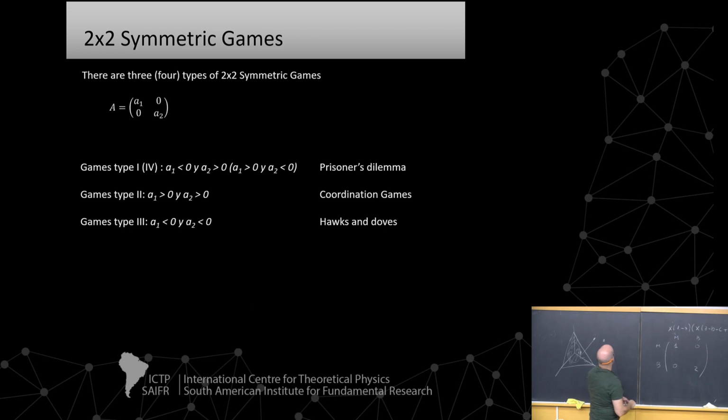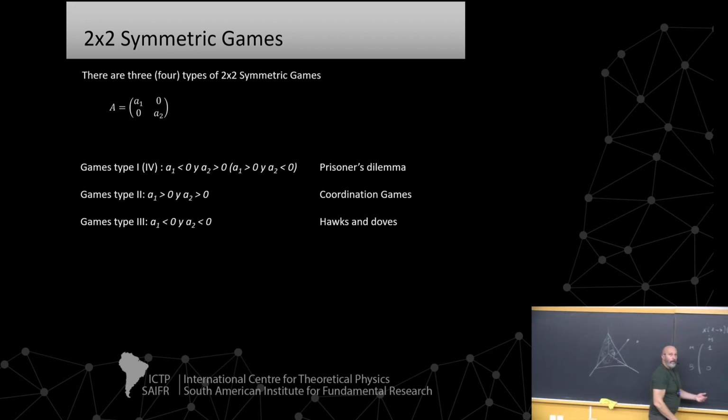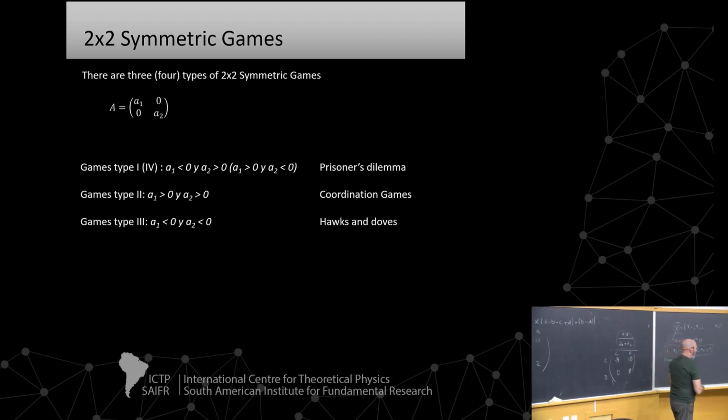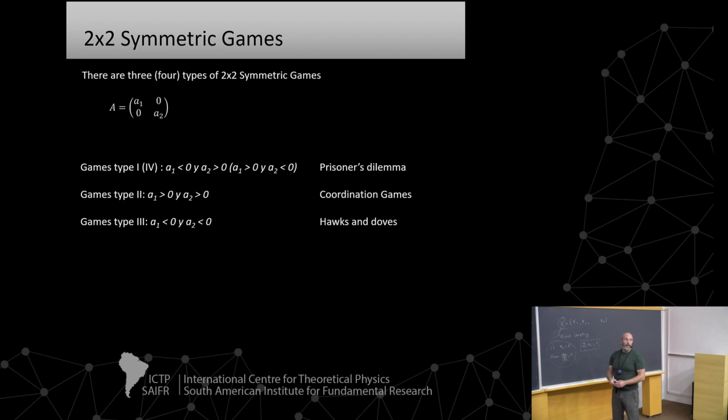And in this case, we have A1 greater than 0 and A2 greater than 0. So in this case, we have two Nash equilibria, either going to the mountain or going to the beach. Those are the 4 types that I can find within these 2 times 2 games.